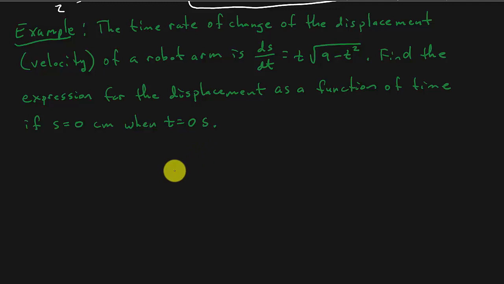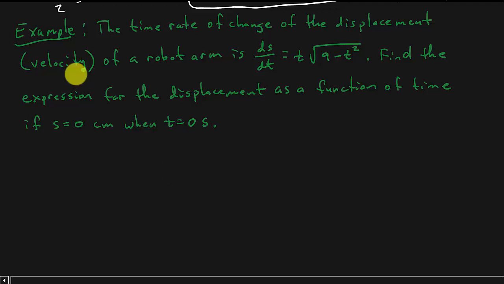All right, so they want us to find the displacement function. If you remember back when you did derivatives, if you had a displacement function, you could take the derivative of that and that would give you the velocity function. And then you could take the derivative of the velocity and that would give you acceleration. Well, we've got velocity and we want the displacement. So we just find the antiderivative of the velocity function.